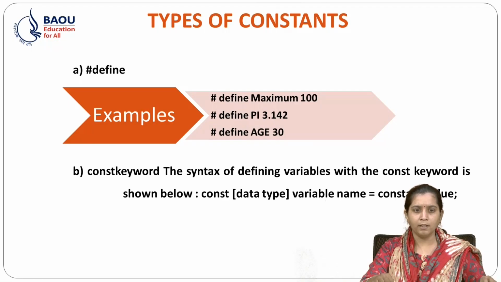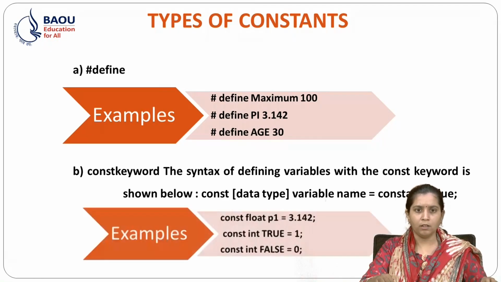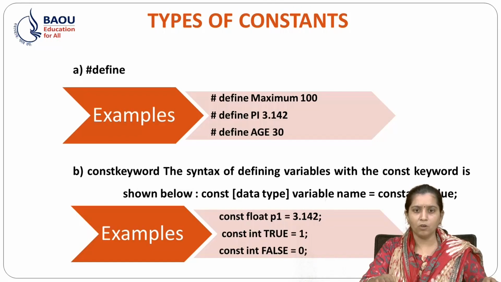Now let's see the const keyword. The syntax of defining a const is the const keyword, and after that the data type of that variable and the variable name, that is, const float pi is equal to 3.142.